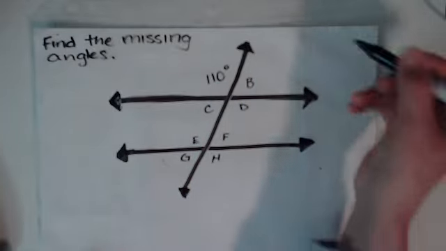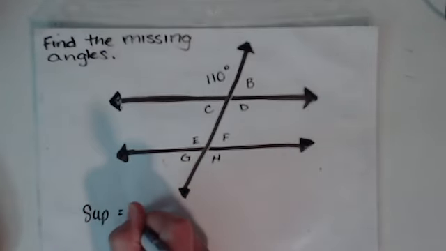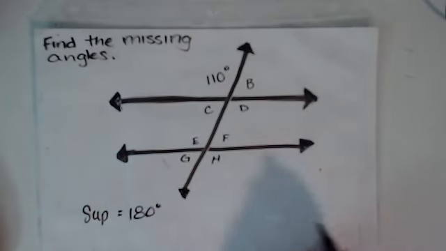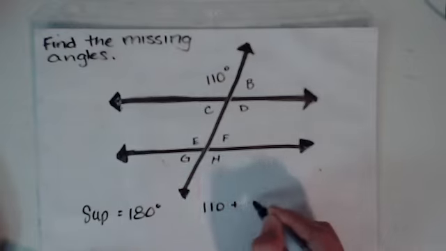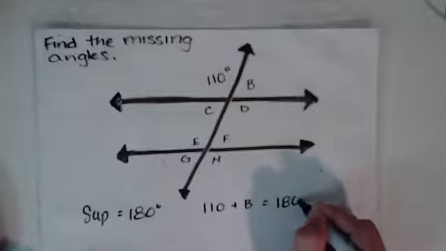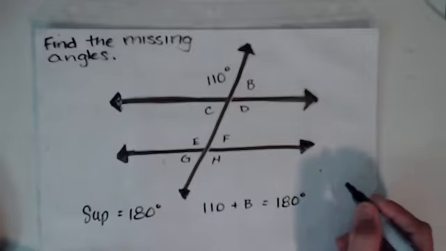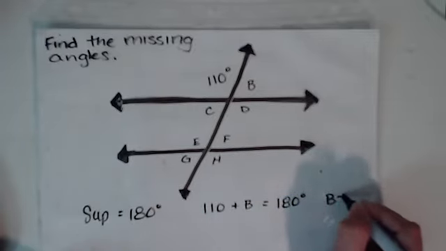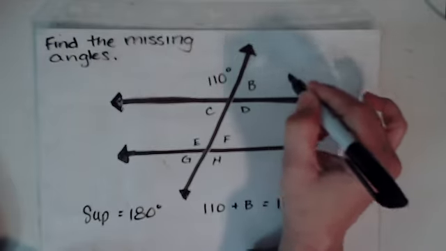We know that supplementary angles must equal 180 degrees. So 110 plus B must equal 180 degrees. When we subtract 110 from both sides, we get that B equals 70 degrees.